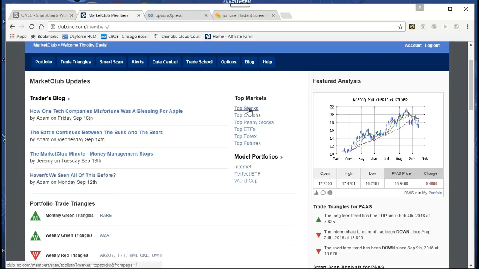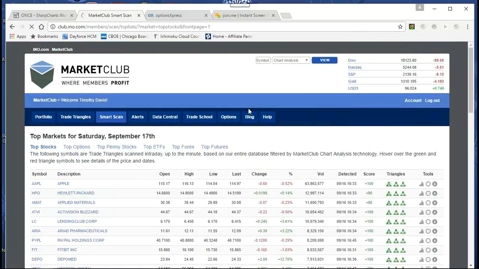I'm going to click on this one that says top stocks, and I'm going to show you something in top stocks. When you click on that, it's going to give you a whole bunch of stocks. And pretty much what it says is the following symbols are trade triangle scan intraday, which means intraday up to the minute, based on our entire database filtered by MarketClub chart analysis technology.